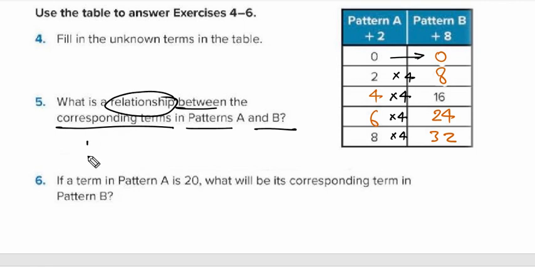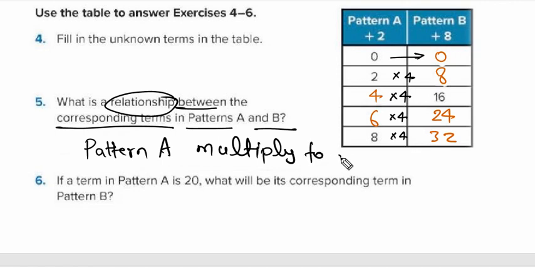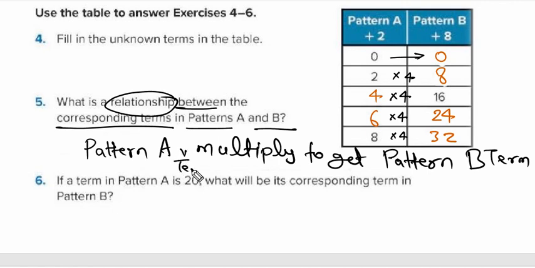So pattern A term multiply 4 to get pattern B term, right? Okay, pattern A term. Let me write here, term.